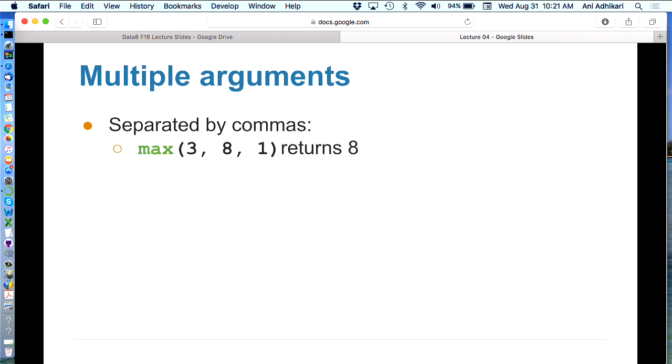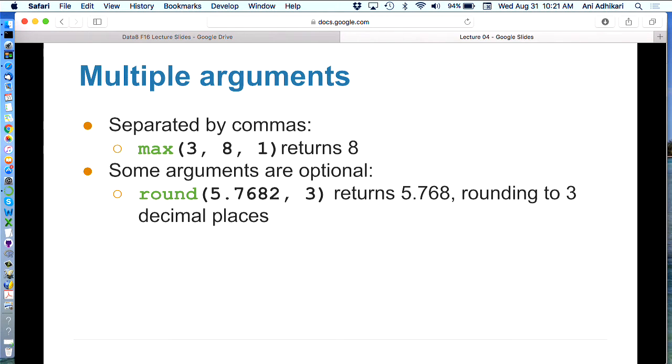Okay, so the round function rounds to x many decimal places. So what I have asked the function to do is to round the number 5.7682, which I just typed in at random, to three decimal places. Okay, what are the arguments? Round what?